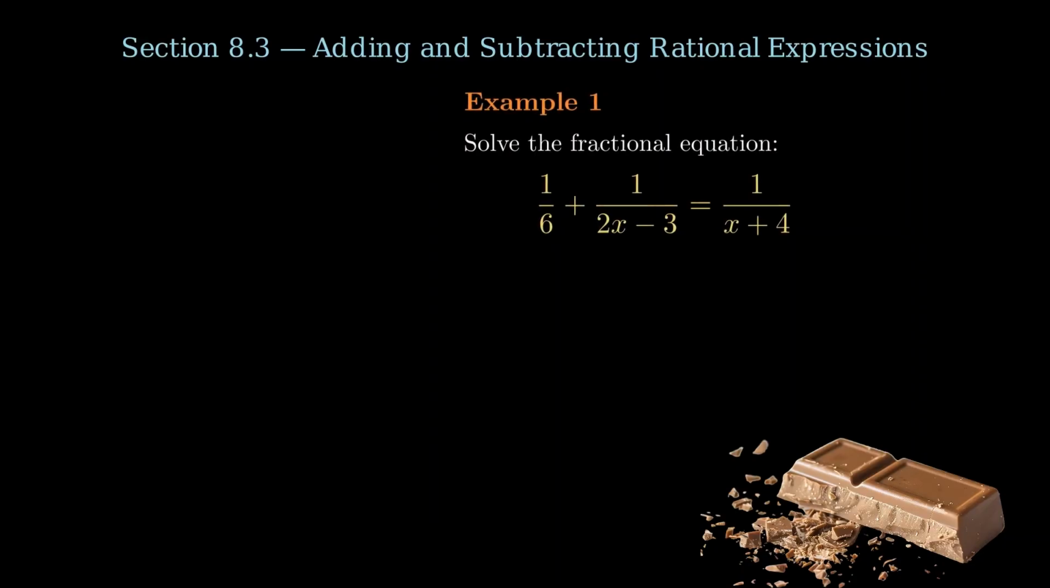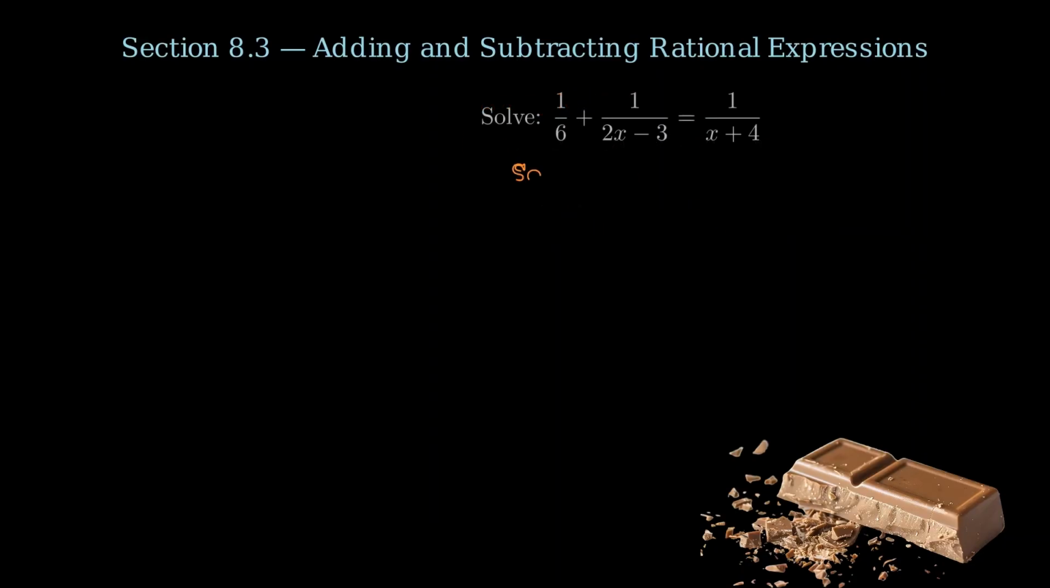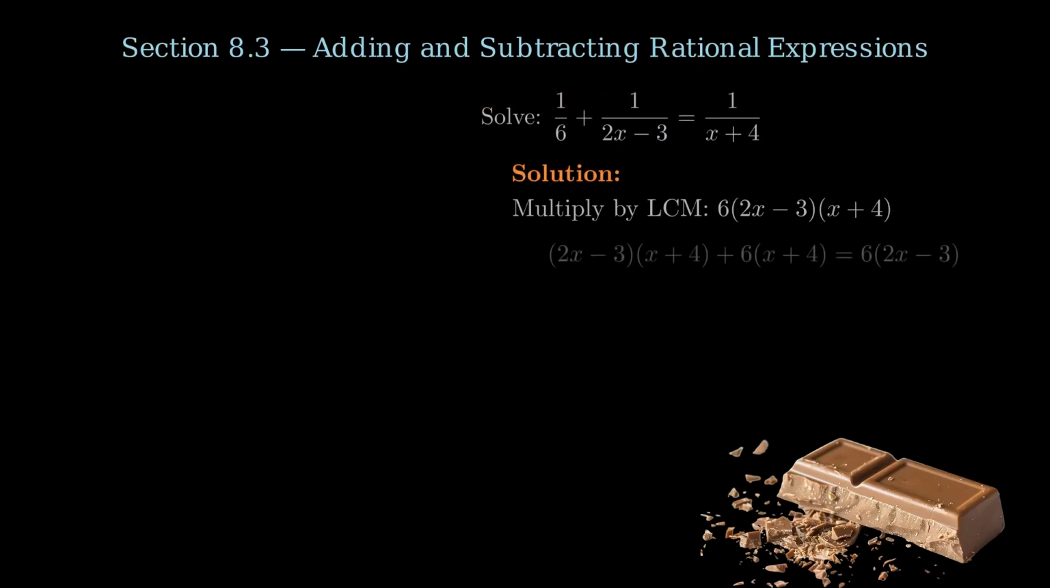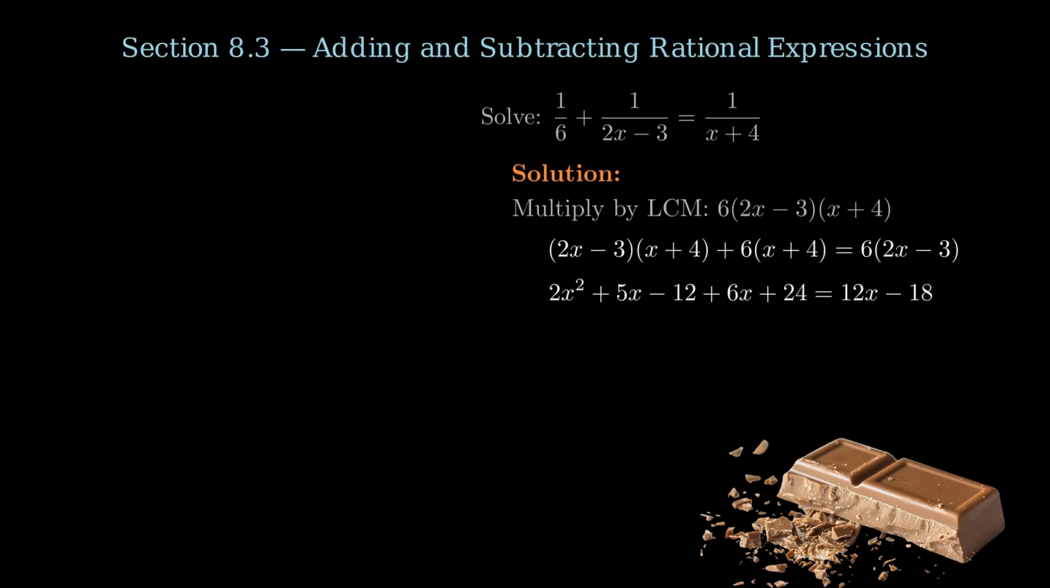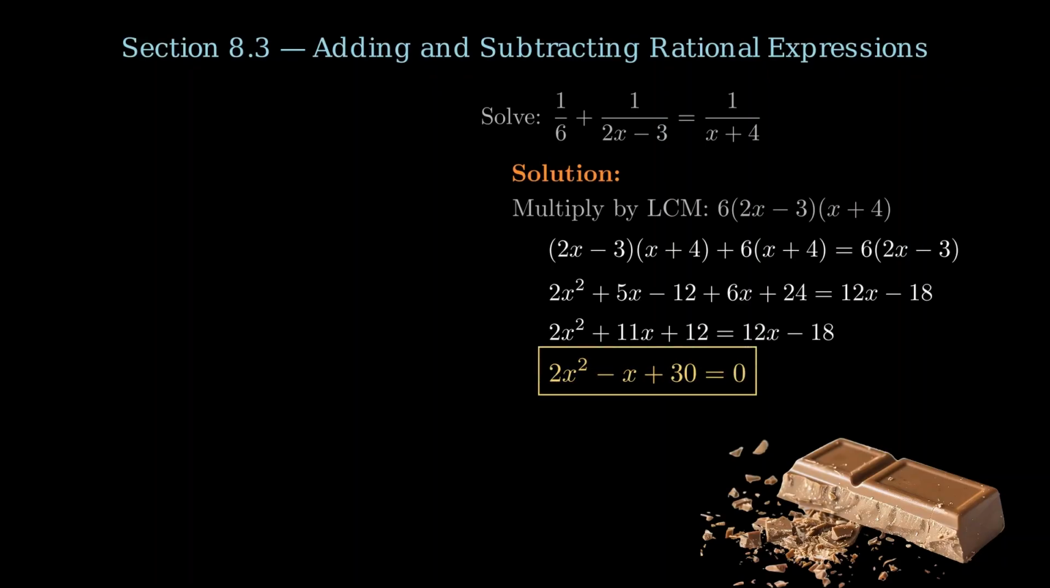Let's solve an example. Consider this fractional equation. To clear the fractions, multiply both sides by the least common multiple, which is 6 times 2x minus 3 times x plus 4. Canceling the denominators yields 2x minus 3 times x plus 4 plus 6 times x plus 4 equals 6 times 2x minus 3. Expanding and simplifying both sides transforms it into a quadratic equation, which allows us to solve for x cleanly.